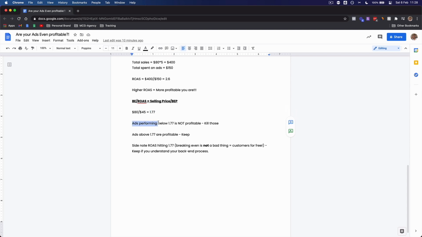That equals 1.77. Our break-even ROAS is 1.77. So any ad set that has a ROAS below 1.77 is not profitable, and you should immediately kill those ads because they are not working. They're not bringing you any sort of profit. If the ads have a ROAS above 1.77, you are profitable and you want to keep those ads because you're obviously making some sort of profit.